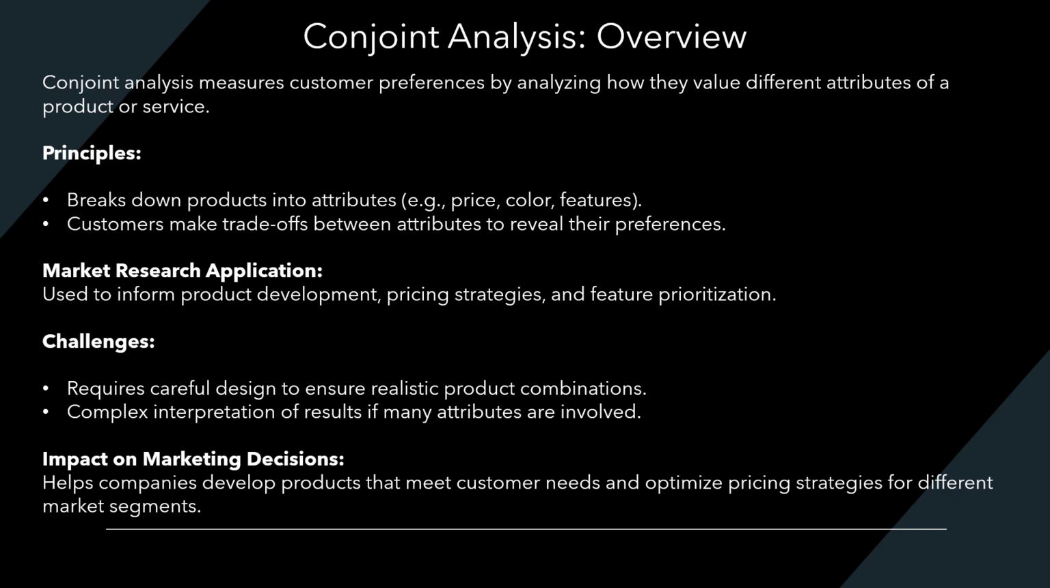This method is based on the principle that customers make trade-offs when choosing between products. For example, they might be willing to pay more for a higher quality product but not for a feature they don't value. Conjoint analysis is widely used in product development and pricing strategies because it gives businesses insight into what customers are willing to pay for and which features to prioritize.